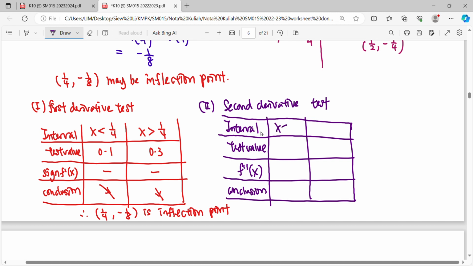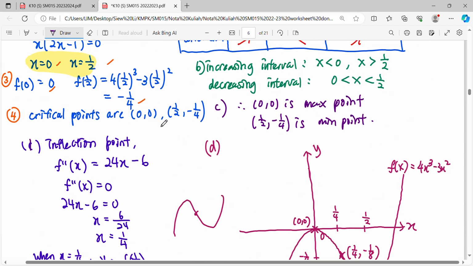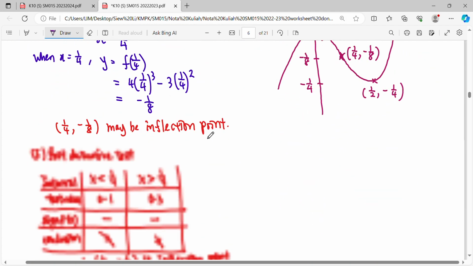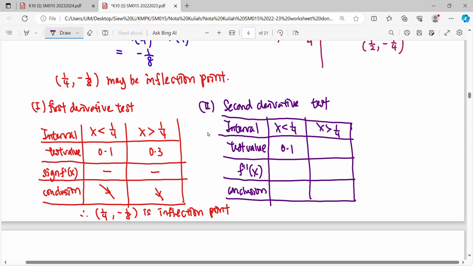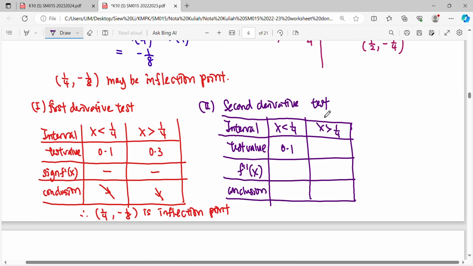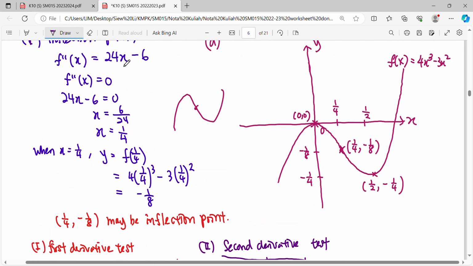So x less than 1 over 4, x more than 1 over 4. Also be careful with our critical numbers. Don't exceed your critical number. When you're less than 1 over 4, don't go beyond 0, so we also take 0.1. For more than 1 over 4, don't go beyond 1 over 2, because after 1 over 2 is another part of the graph already, so here we put 0.3. We substitute these values into our second derivative, which is 24x minus 6.